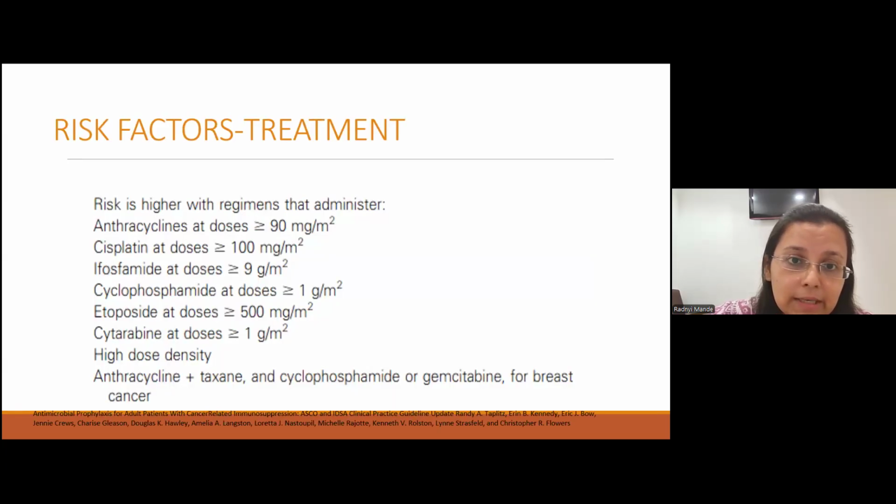So treatment related, one more thing is which chemotherapy we are administering, like anthracycline at a dose more than 90 mg per meter square, or cisplatin more than 100 mg per meter square, ifosfamide more than 9 gram per meter square, cyclophosphamide more than 1 gram per meter square, etoposide more than 500, cytarabine more than 1 gram per meter square. All these are highly immunosuppressive therapies. So all these are risk factors. All these patients who receive this chemotherapy are at a very high risk of developing febrile neutropenia.